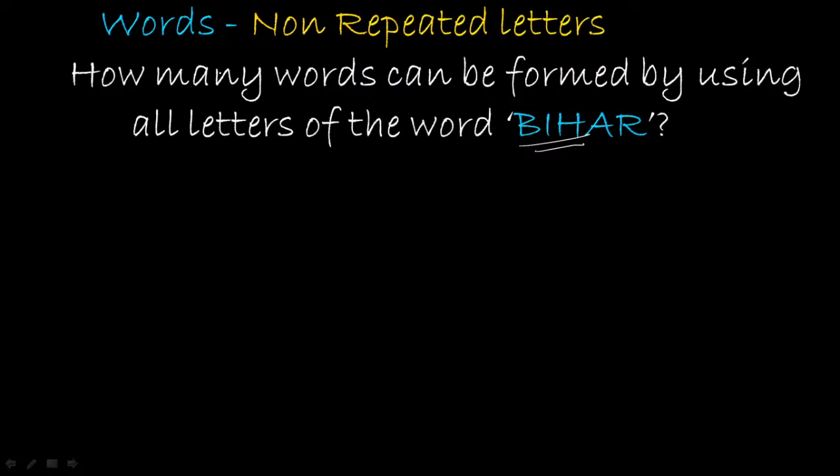So, look at the word. Let me first read out the question. How many words can be formed by using all letters of the word BIHAR? Here, look at the word BIHAR. BIHAR contains 5 different letters. It consists of 5 different letters.